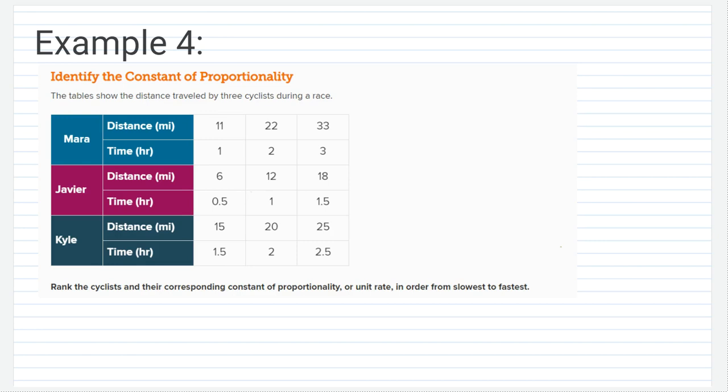What's super nice about this problem is that for Mara, if I look at her table right here, we have 11 miles per 1 hour. That is her constant of proportionality. So I'm going to go ahead and start using that variable k. So k is equal to 11 over 1, or just 11. And again, that's her unit rate. So if we want to write off to the side, the unit rate was 11 miles per hour, right? Her unit rate was 11 miles per hour.